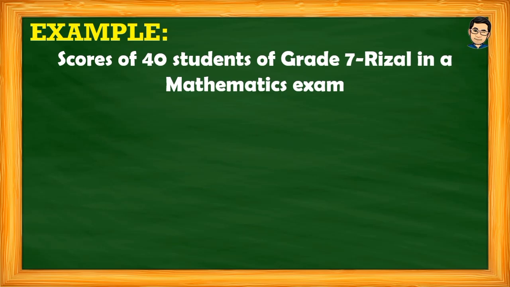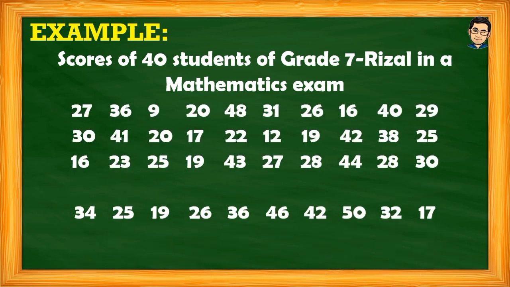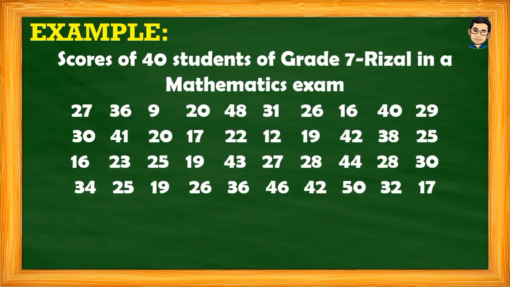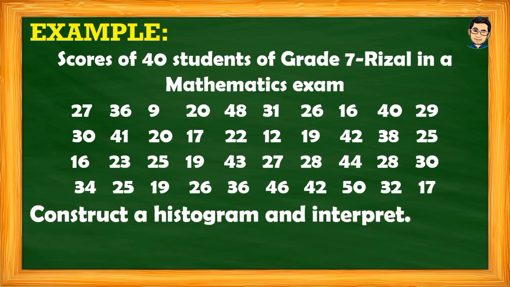So, scores of 40 students of grade 7 result in a mathematics exam. So, again, ipapakita ko po ulit yung process ng frequency distribution table, yung pag-construct ng frequency distribution table. Though meron tayong separate video lesson dyan, yung sa week 3 natin, organizing data in a frequency distribution table. So, ayan yung mga scores ng 40 students sa mathematics exam ng grade 7 result. So, construct a histogram and interpret.